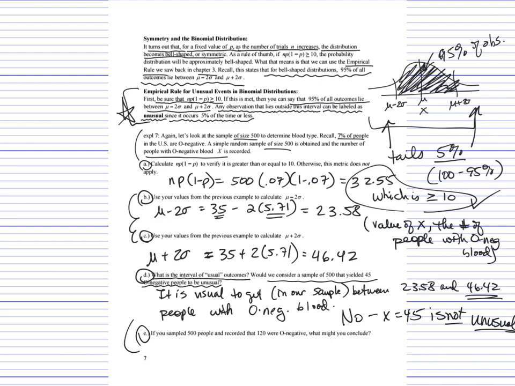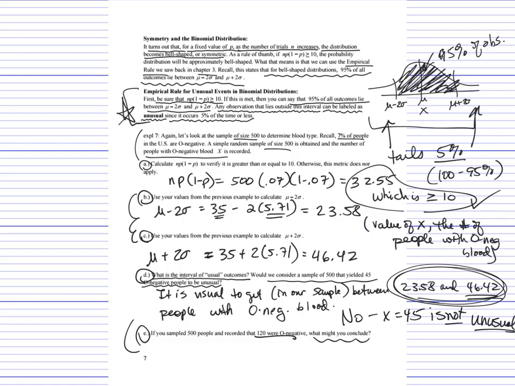Okay, now E, look at that one. If you sampled 500 people and recorded that 120 were O negative, what might you conclude? Now think about this. You're sampling, right? You expect to get somewhere between 24 and 47 people, thereabouts, that are O negative. And you end up with 120. What might you conclude?